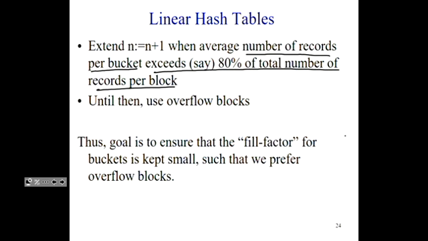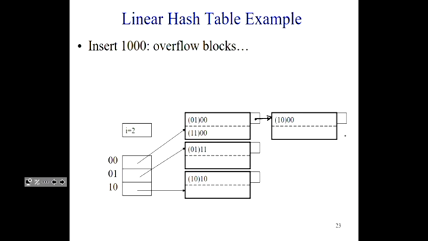So the average number of records, let's say I'm in this setting, the average number of records per block. Let's first count the total number of records. So total number of records is 1, 2, 3, 4, 5. Right? So I have total number of records is 5.